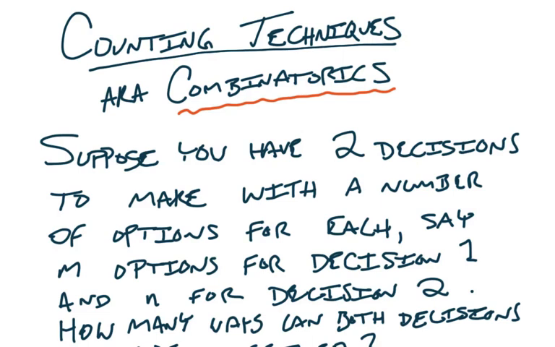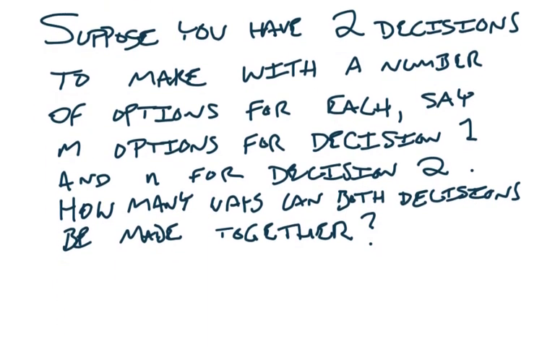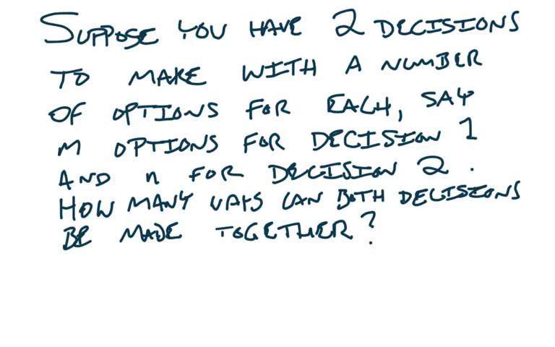Here is the sort of fundamental question at the heart of combinatorics. All right, this is the question that's going to start everything for us. Let's suppose that you have two decisions to make, and you have a number of options for each one of the two decisions. Let's say that you have m options for decision 1 and n options for decision 2. How many ways can both decisions be made together? All right, so when it's phrased this way, it's maybe not the most accessible question in the world.